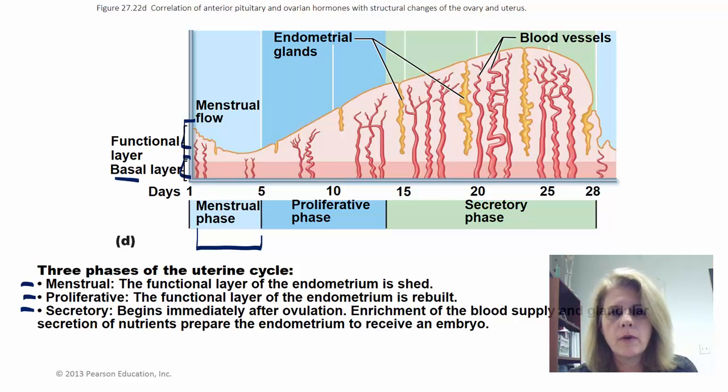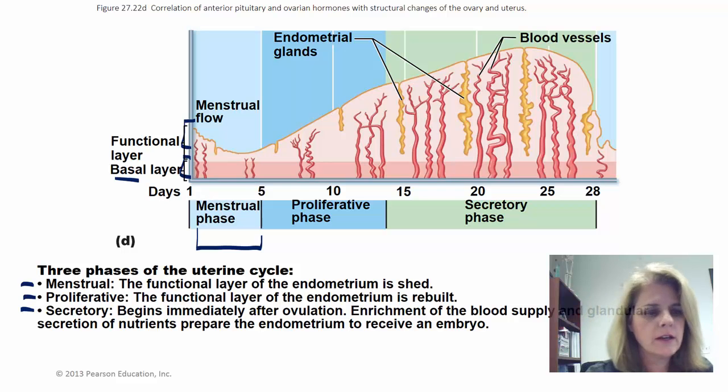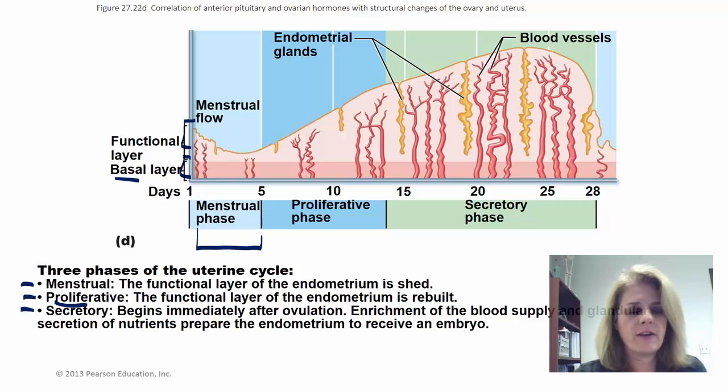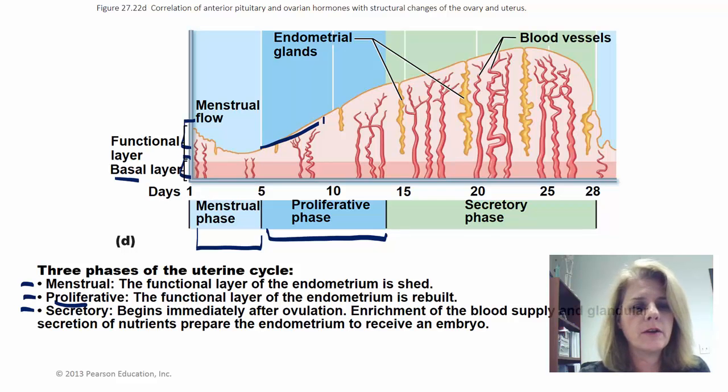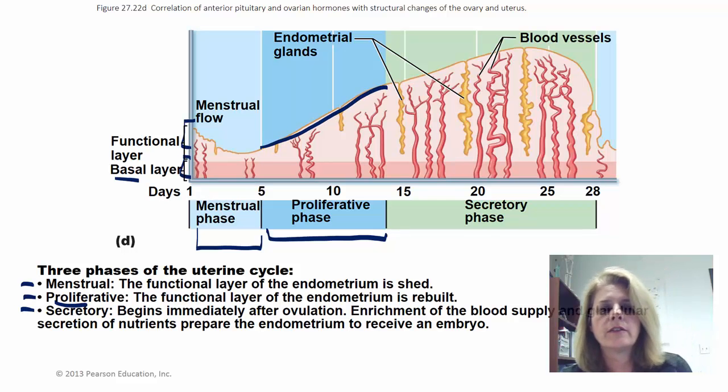When we talk about pregnancy, we'll talk about where the embryo will implant. The menstrual cycle means there's not been a pregnancy, so we shed the endometrial layer and then start to rebuild it. Then you have the proliferative phase, so it's going to proliferate. That means the endometrial layer is going to grow. You can see it getting bigger and bigger during this phase.